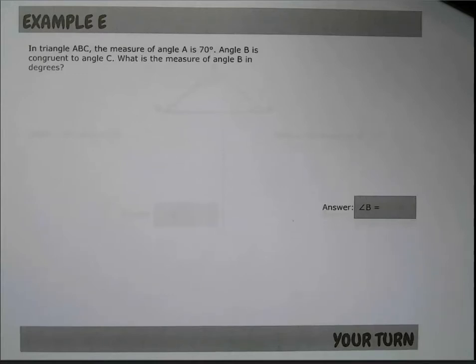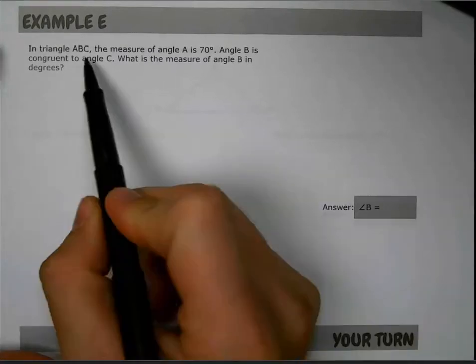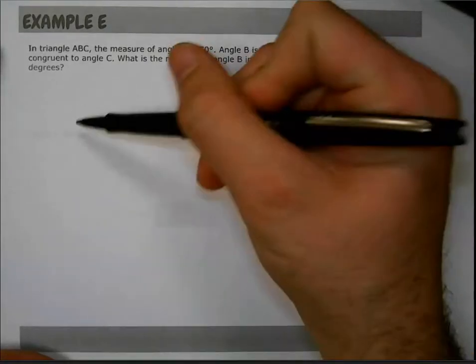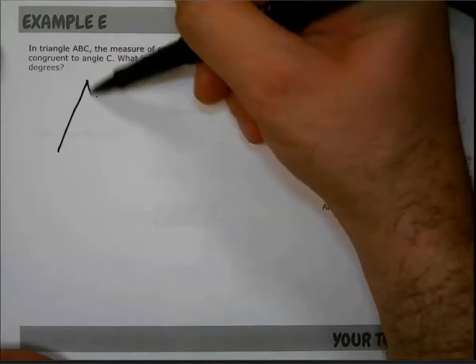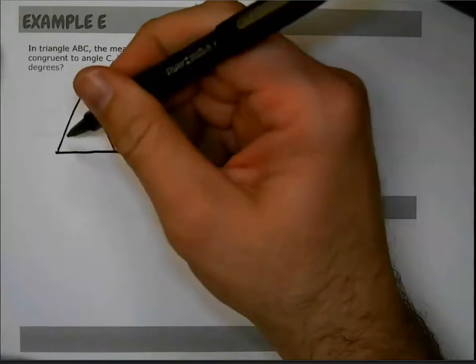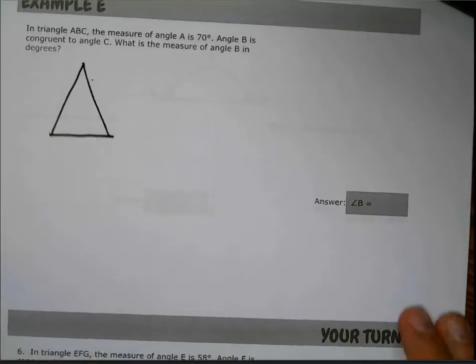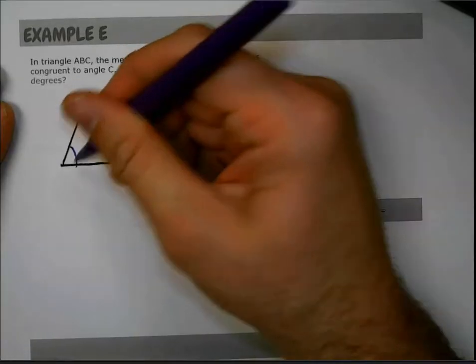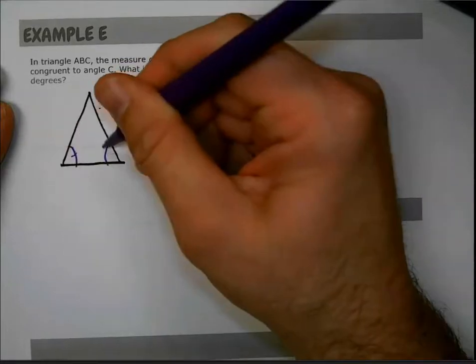Okay, so this is one of the main things that they can do, where they don't give you even a picture of the triangle. But you know what? You can always draw one. It doesn't matter really what the triangle looks like, but I know that since two of the angles are congruent, I'm going to make them look kind of the same. Okay, if those two angles are congruent, that means that this is an isosceles triangle.